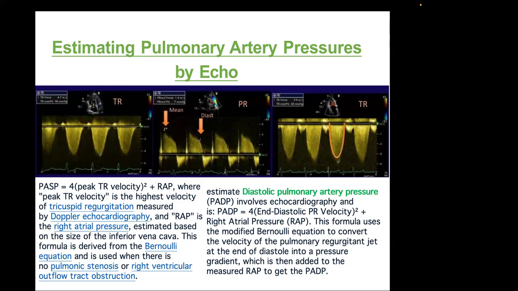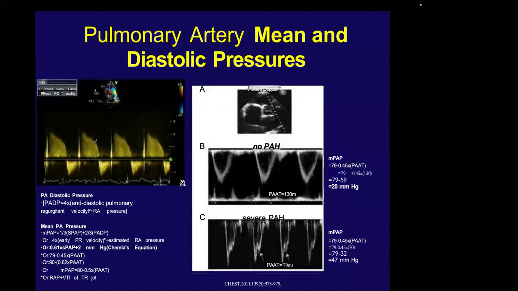Estimated diastolic pulmonary arterial pressure by echocardiography is 4 times the end-diastolic pulmonary regurgitation velocity squared plus right atrial pressure. The formula uses the modified Bernoulli equation to convert the velocity of the pulmonary regurgitation jet at the end of diastole into a pressure gradient, which is then added to the measured right atrial pressure to get the pulmonary artery diastolic pressure. Pulmonary artery mean and diastolic pressure.